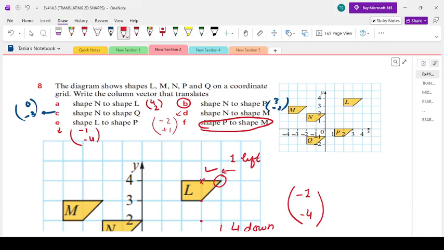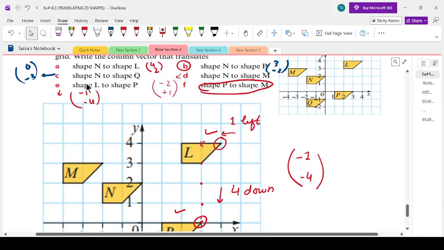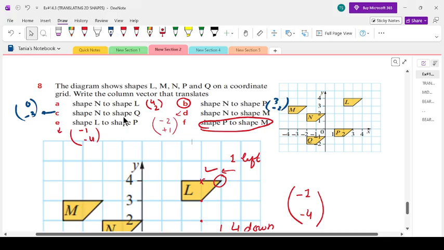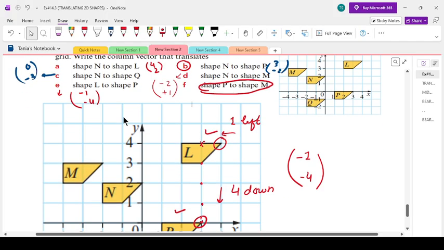Now I am leaving the F part for you and then you need to find the answer of the last one by using the similar method. A, B, C, D and E we have done in this video. Now you have to try the F part: what will be the column vector when P to shape M we have translated.